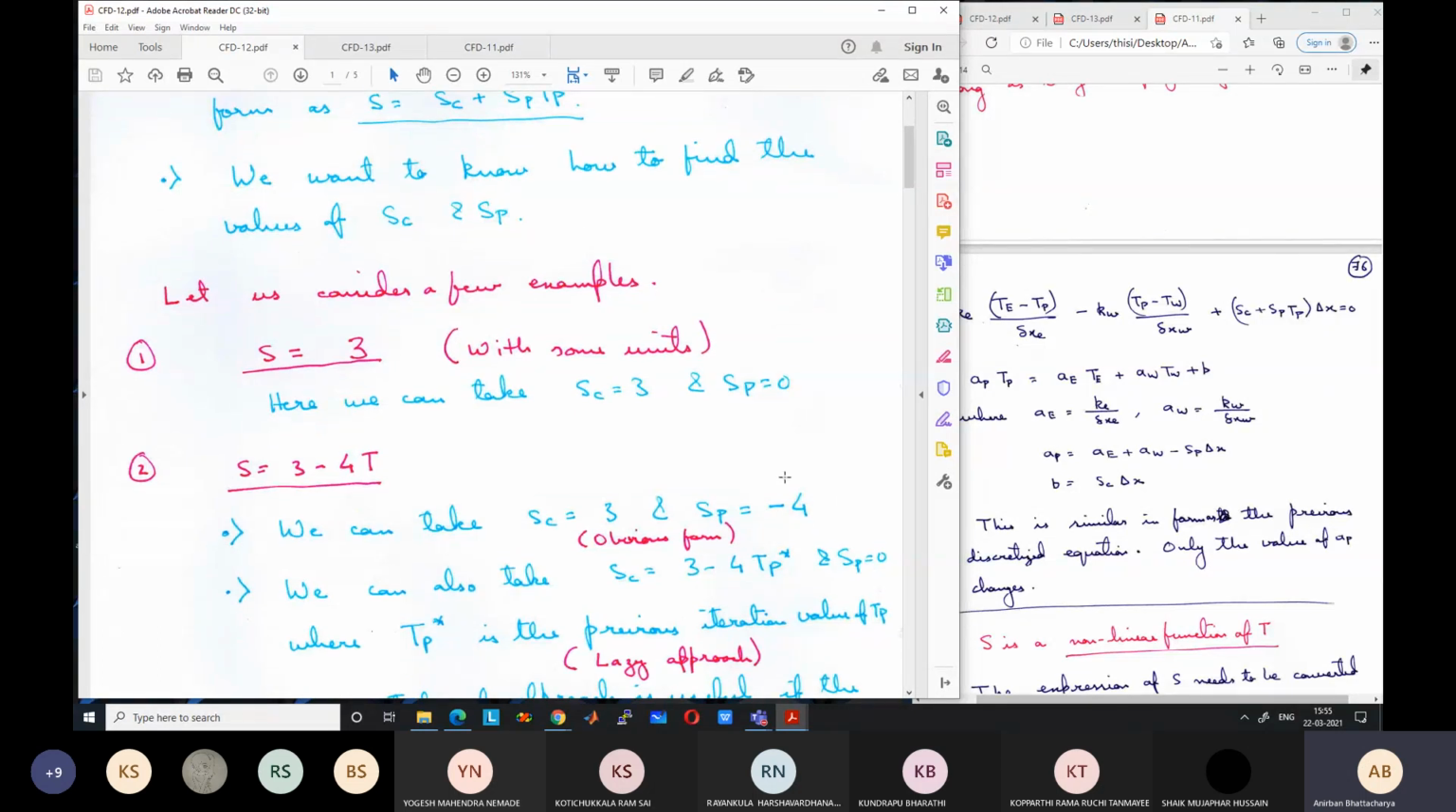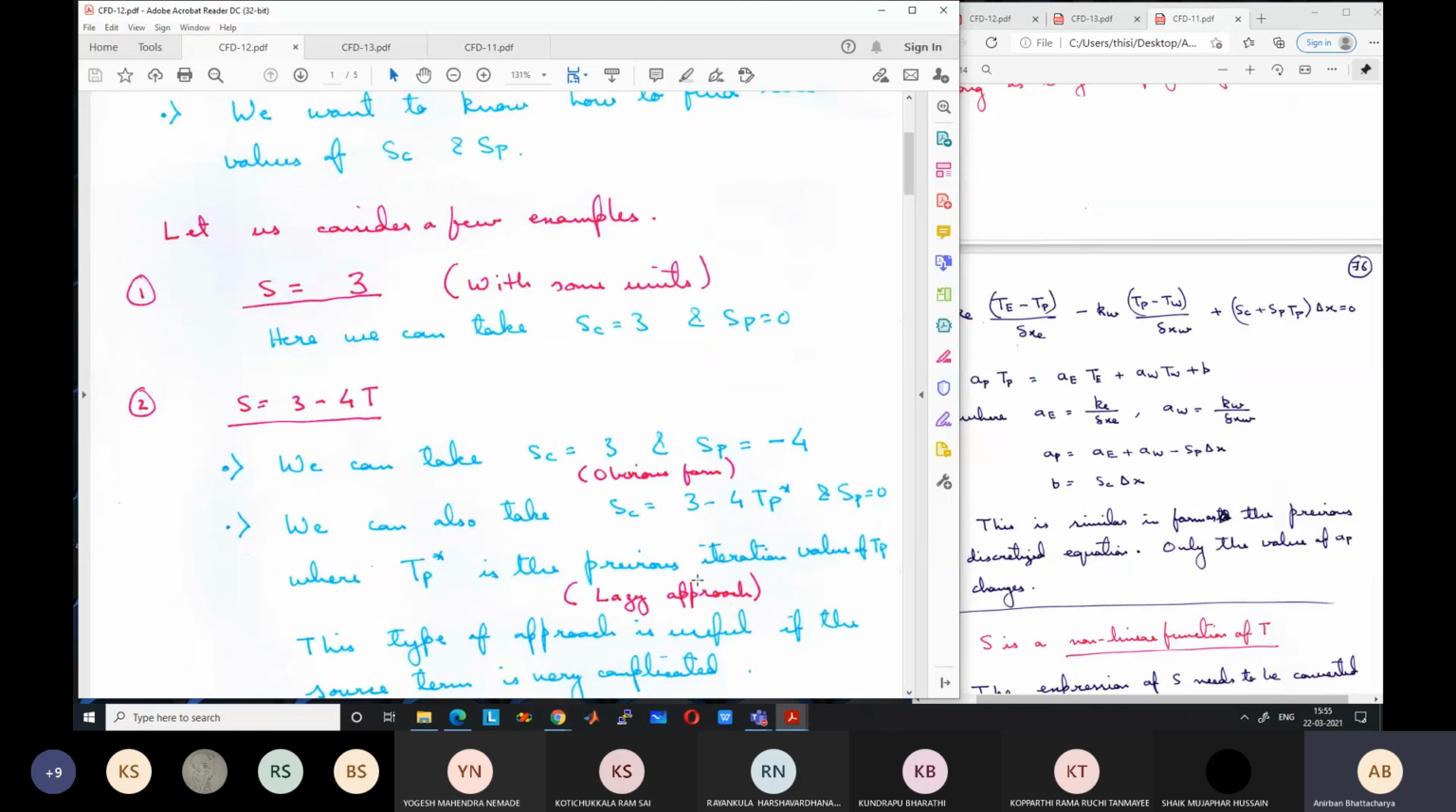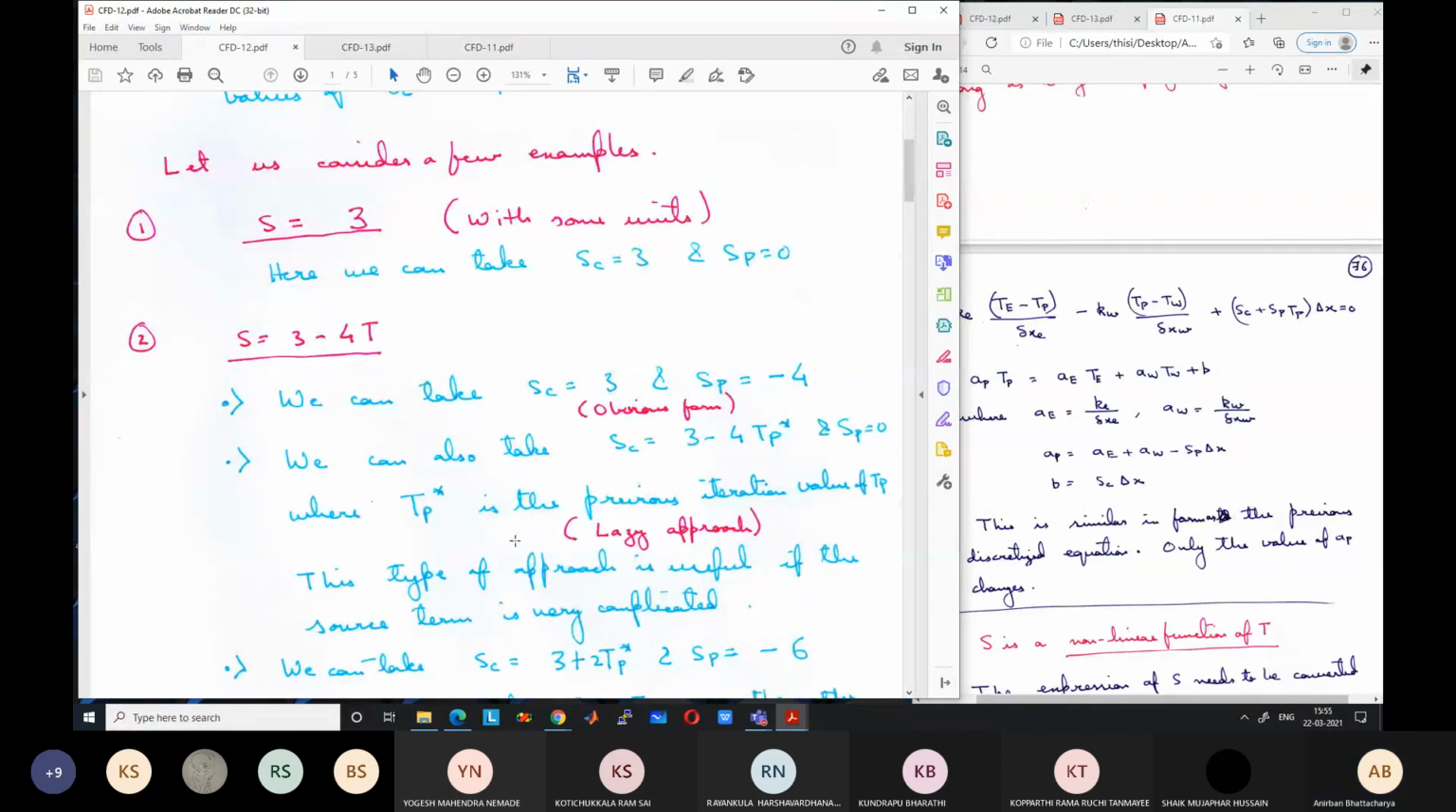What is another option? We can also take SC equal to 3 minus 4 Tp star. What is Tp star? Tp star is the old iteration value, previous iteration value of temperature. So it's a known quantity. Tp is an unknown quantity, but Tp star is the known value from the previous iteration. Because it's a known value, we can put it in the constant part, as part of all the known values. So we can take 3 minus 4 Tp star and SP to be equal to 0. This is also another way of representing the source term.